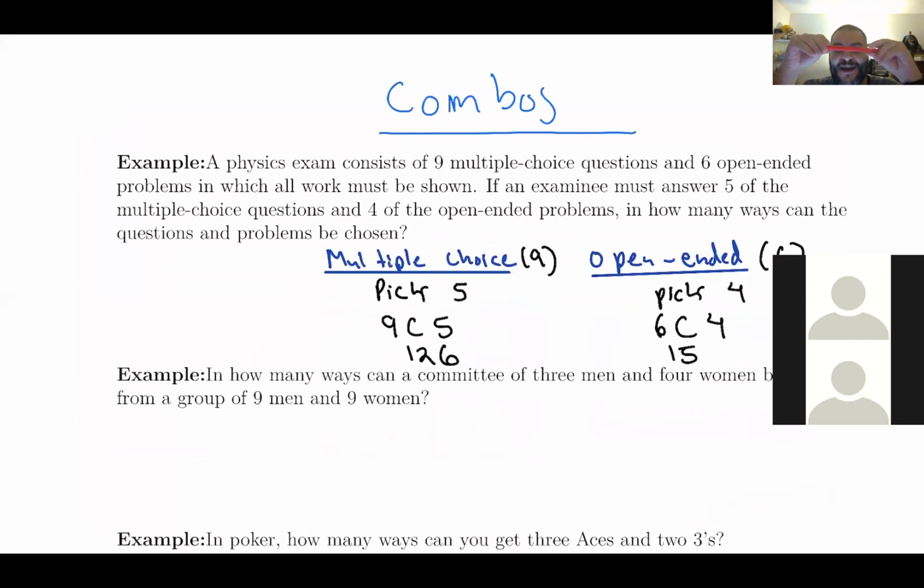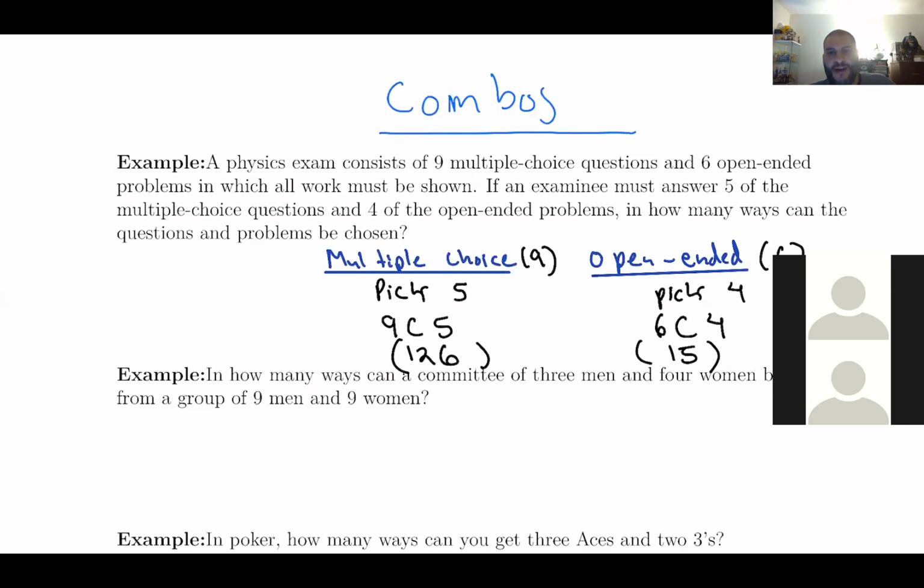All right. So the last step: I don't want to find out just how many different arrangements I can have for multiple choice and how many different ways I can have the open-ended questions. I want to know for the entire test. So what we have to do is take whatever we got for multiple choice and multiply by open-ended. That's going to give me all of the different ways that I could choose 5 multiple choice with 4 open-ended questions.